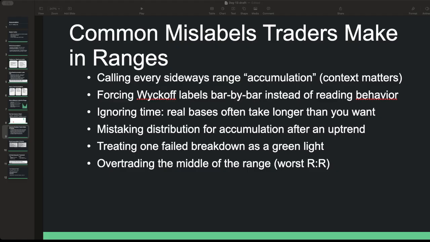Ignoring time. Real bases often take longer than you want, and the big base is always more preferred, as I mentioned, so keep that in mind. Mistaking distribution for accumulation after an uptrend. We talked about that. And another one is treating one failed breakdown as a green light to go ahead and start buying options. I don't like doing that.